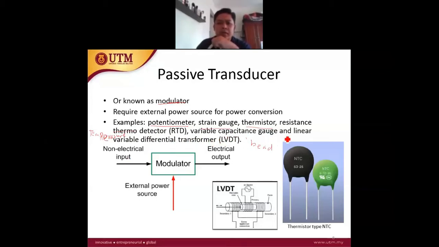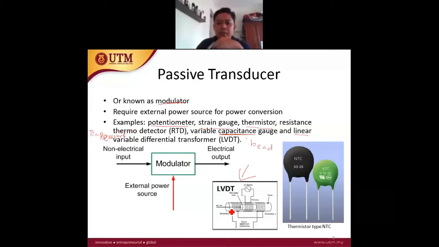Variable capacitance gauge, okay, based on the capacitance. Okay. So the variation of capacitance value determines the output of this device. And also we have linear variable differential transformer or LVDT. So LVDT is a type of electrical transformer, okay, as you can see from this figure, used for measuring linear displacement. Okay. The counterpart of the device is called rotary variable differential transformer.